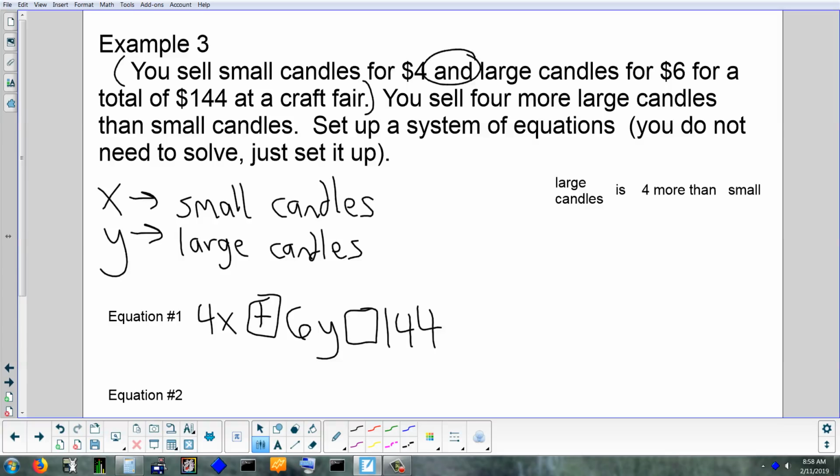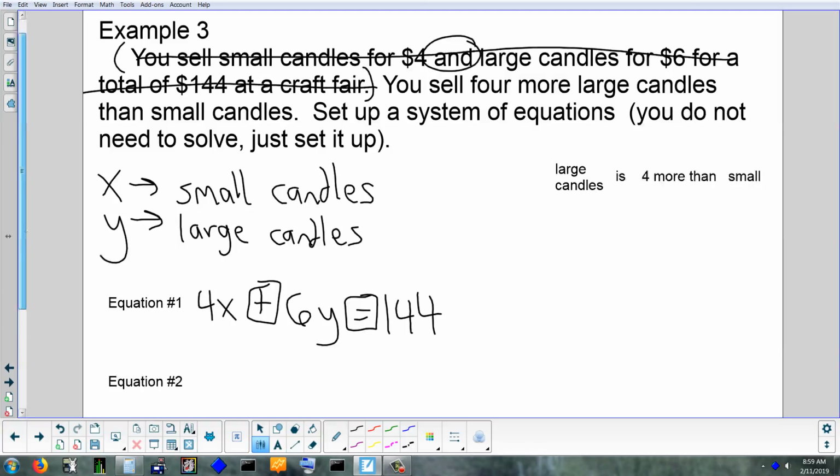What do you think is going to go in that second box? So we did small candles, 4x, large candles, 6y, and this plus for a total of $144. Total. Yes, Yusuf. Total is equal, it's always equal. Here's my first equation. Done. All right? So this first sentence is done. I don't need it anymore. I used it, I set up my equation.